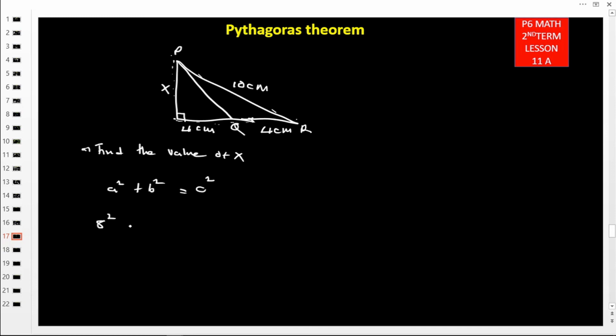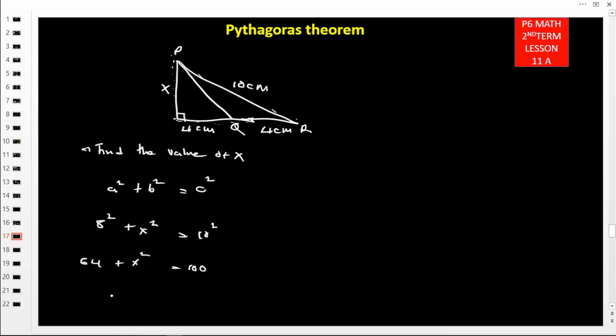So it's going to be 8 squared, then plus our b. What is b? The height. So that height is going to be x squared. What is now going to be the hypotenuse? The hypotenuse is now this 10. That is 10 squared. Therefore 8 squared we already obtained previously, that is 64, then plus x squared, which is going to be 100, right?